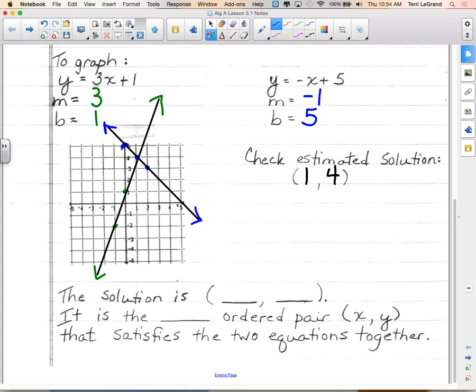Okay, so we'll check our estimated solution. You have to do this on the homework, and you have to do it carefully because you want to make sure that you have the right solution. So here's what you do. You write down each equation that was in the system. They each get their own check problem.